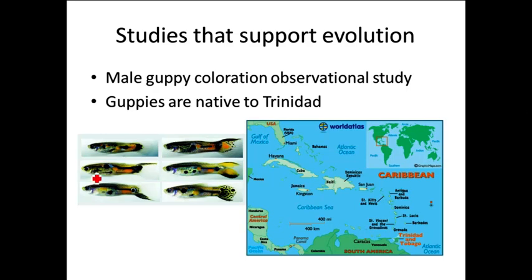Okay, so guppies, here are some guppies. These are all male guppies. They're cute little fish, and they can be quite colorful. They are native to Trinidad, which is right here. It's in the Caribbean Ocean, in case you didn't know. And they like to live in streams in Trinidad.